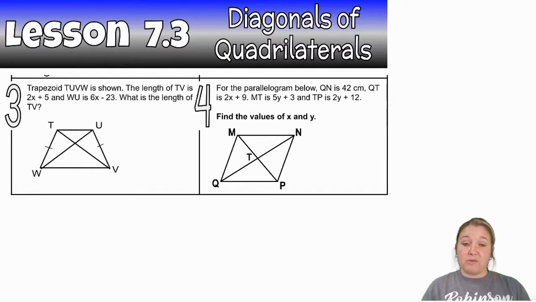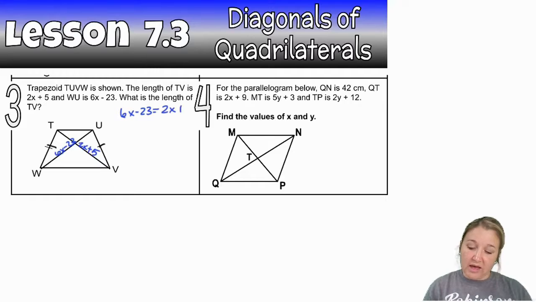So what we're going to do, remember that this is an isosceles trapezoid. It doesn't tell us in the problem, but it does tell us because they have marked these two sides to be congruent. The non-parallel sides are congruent here. So if I have TV, that's going to be 2x plus 5, and WU, this is a little bit nicer because they are written for us. So 6x minus 23 is going to be equal to 2x plus 5.